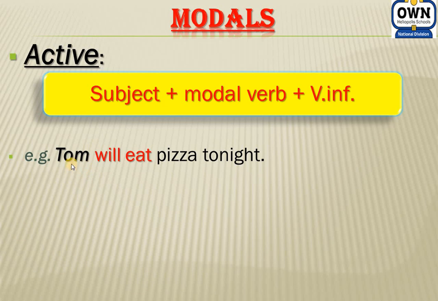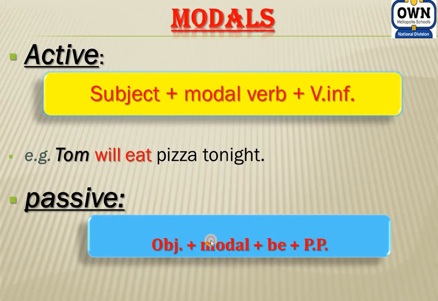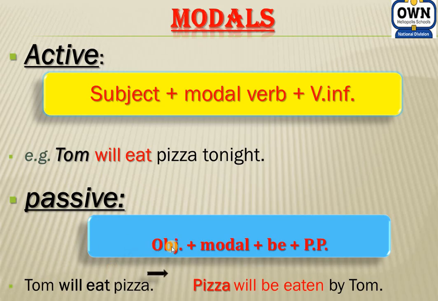So this is a sentence: Tom will eat pizza tonight. This is a future because we used will in this sentence. Tom will eat pizza tonight. If you want to change this sentence into passive, you have to follow this rule: object, modal, be plus past participle. Tom will eat pizza. Pizza is the object, will is the modal verb here, be plus the past participle: eaten by Tom.